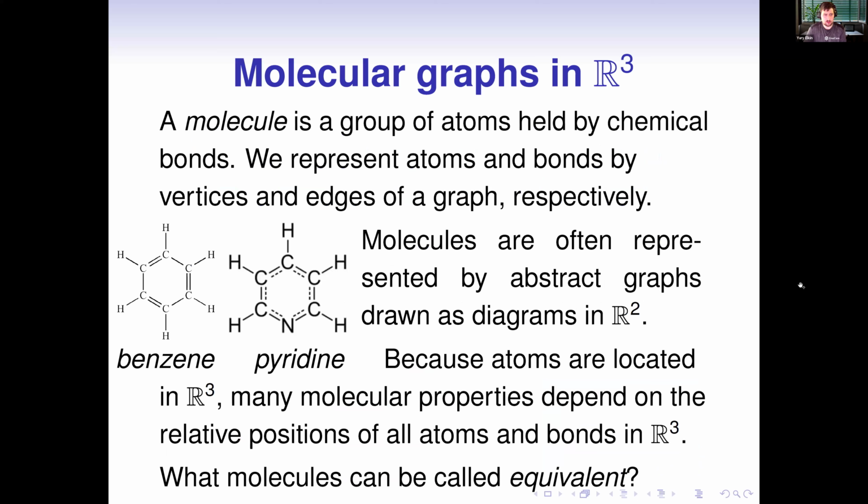So we have molecular graphs in 3 dimensions that we model by simply 3D points in the Euclidean space, and then we also draw edges between the atoms when there is a covalent bond between them.